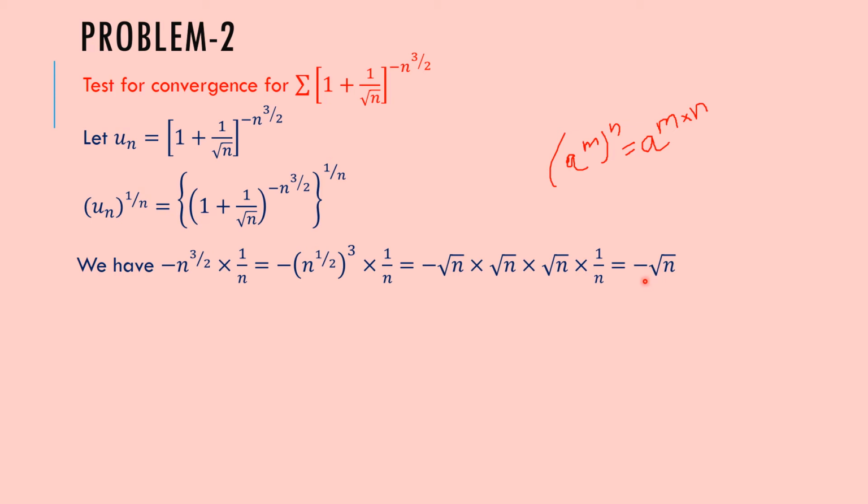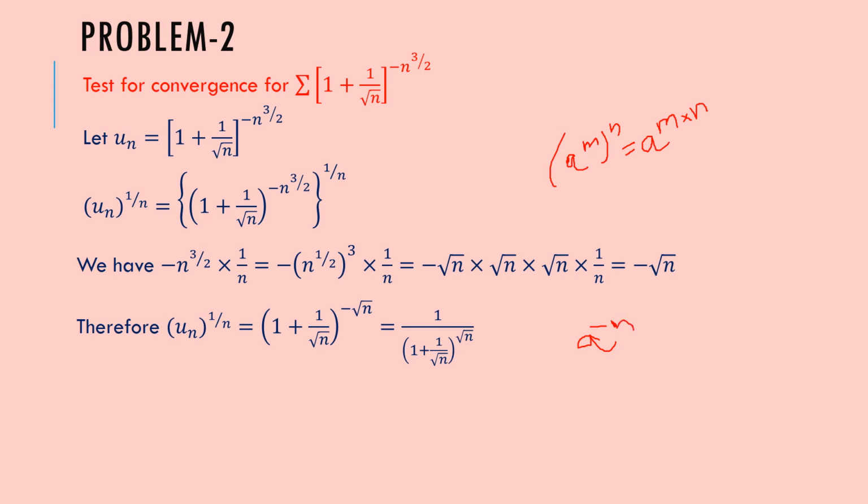Let me use this result. Like un power 1 by n can be replaced 1 plus 1 by root n whole power minus root n, which is equal to, since power is minus, we can write 1 by of 1 plus 1 by root n whole power root n, because we know this property: 1 by a power minus m, we can write it as 1 by a power m. This property I have used here. So 1 by 1 plus 1 by root n whole power root n.